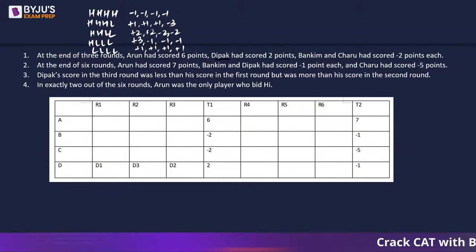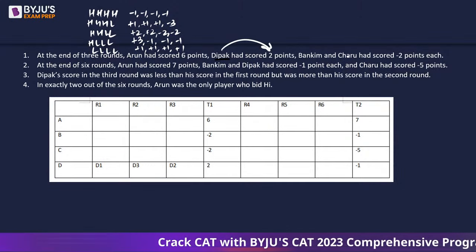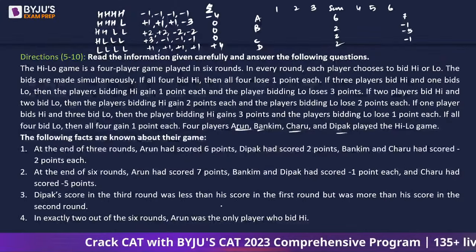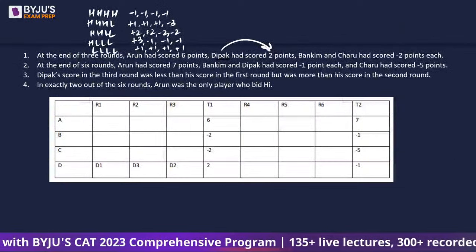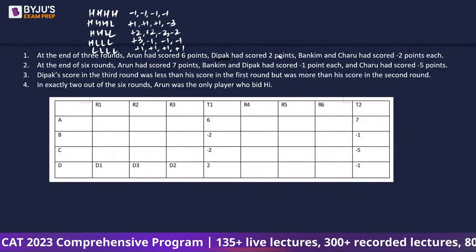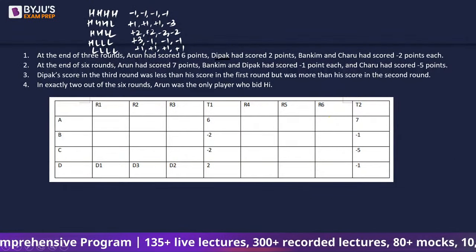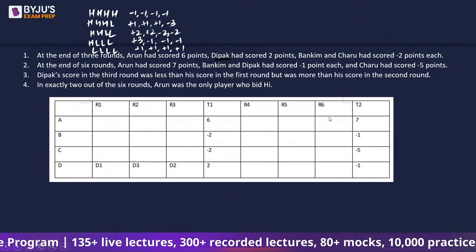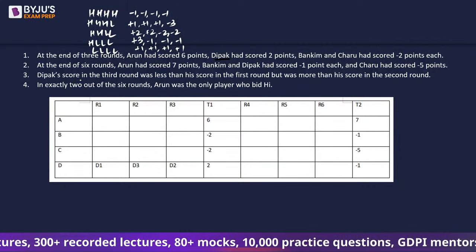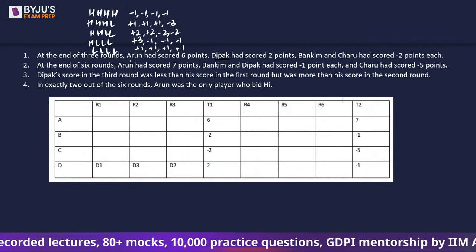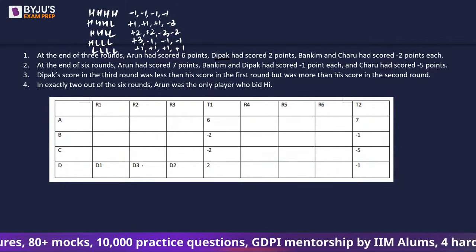If Deepak had scored 2 and Bunky and Charu also 2, तो ये कैसे चलेगा? Actually, Deepak had scored 2 points and Bunky and Charu had scored -2. So यहाँ पे एक dash इधर minus था. Anyways, that's the visual error because of the PPT, not because of the question. And the third statement says Deepak's score in the 3rd round was less than his score in the 1st round.